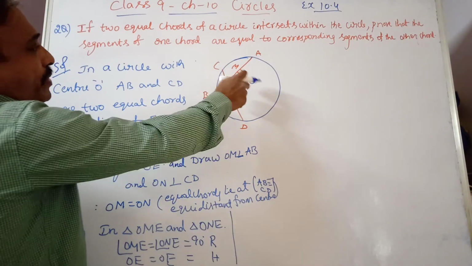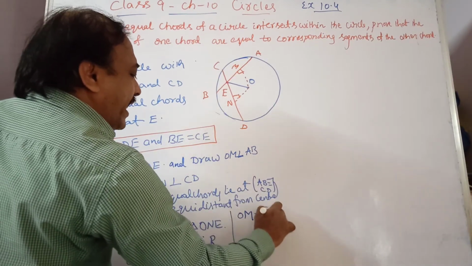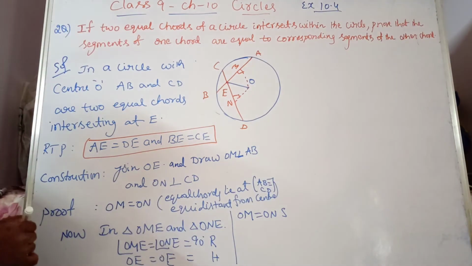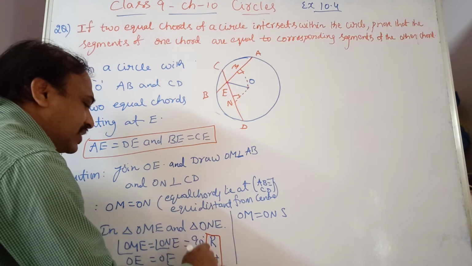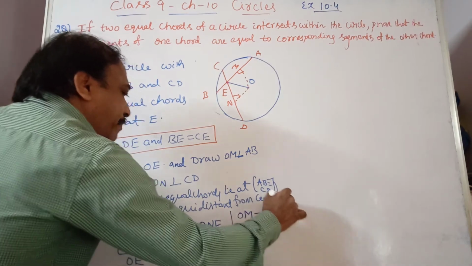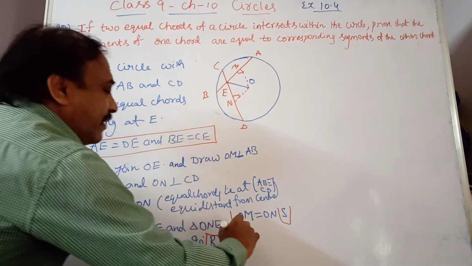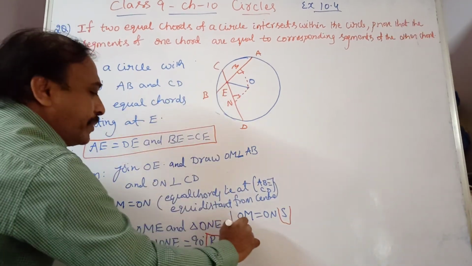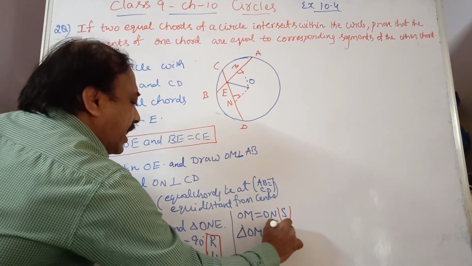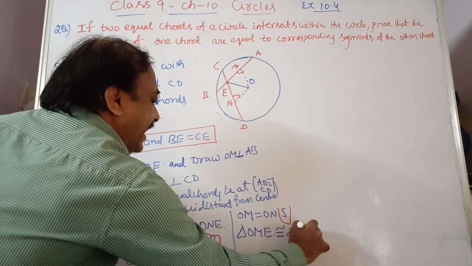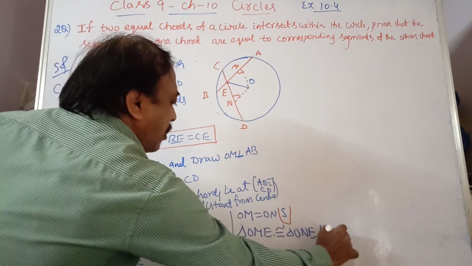Then OM is equal to ON, this is the side. You observe this criteria, RHS: right angle, hypotenuse, and this side. By the RHS criteria, the two triangles are congruent. Therefore triangle OME is congruent to triangle ONE. That is, by RHS they are congruent.